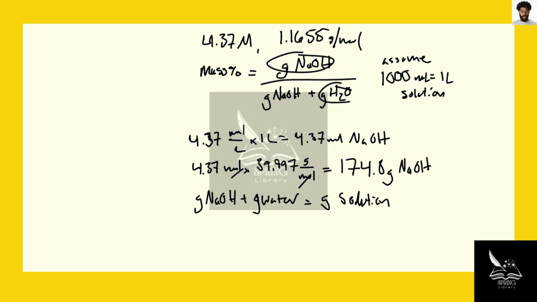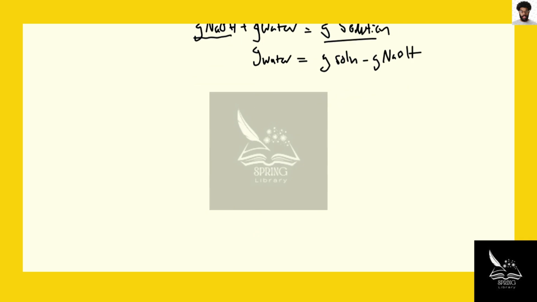Now, we know grams sodium hydroxide, and we can calculate grams of solution rather easily if we assume that we have 1 liter, because they gave us the density, right? And that's grams per milliliter. Okay. So we can solve this equation. We can say grams water equals grams solution minus grams sodium hydroxide. Basically, that's how we go about that.